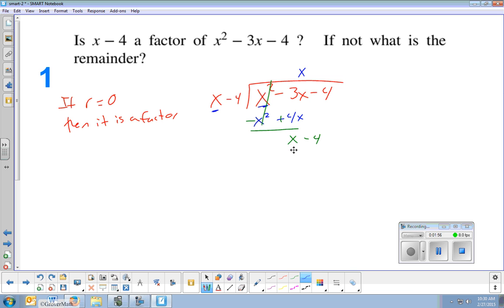So now, what's x divided by x? I think you could probably see what's happening here. x divided by x is 1. 1 times x minus 4 is x minus 4. Divide, distribute, change, combine, 0. Check: yes is the answer. X minus 4 is a factor of x squared minus 3x minus 4. Let's try another.